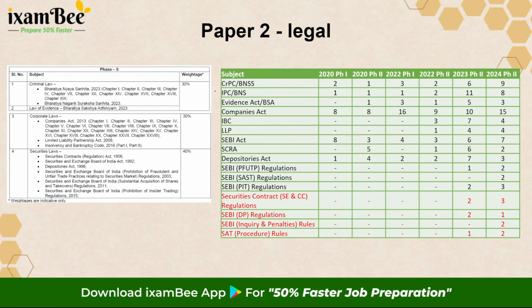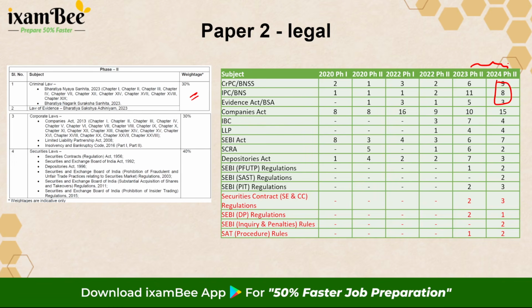If we look at the trend of questions that have been asked in the past, most important will be 23 and 24, because this is the time when the syllabus between phase 1 and phase 2 was split, plus the descriptive pattern was introduced. So if we see, from the criminal laws, they stick to the weightages. Approximately 30-30 weightage is given to corporate and criminal laws and 40% to securities.